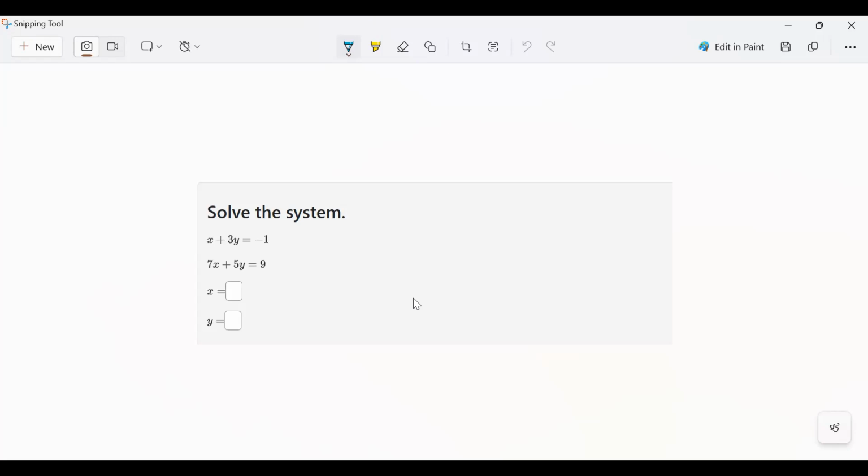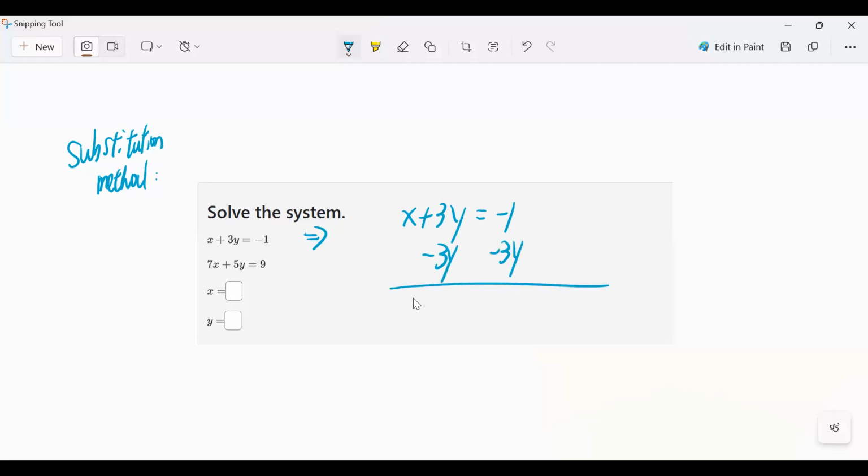Let's go over this. First of all, we use the first equation. In order to use the substitution method, you need to get x by itself. So we take the first equation and solve for x. Subtract 3y from both sides, cancel that, and x is by itself. We get x = -3y - 1.